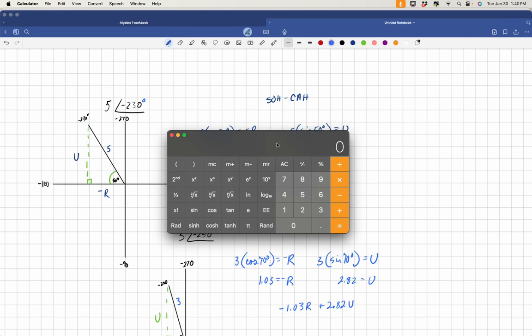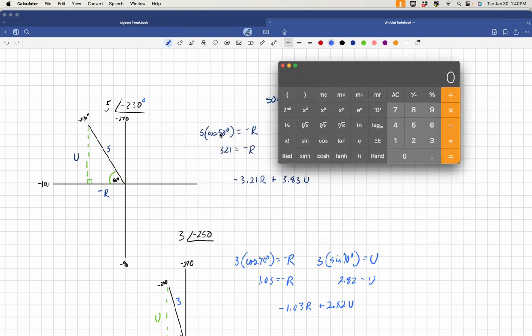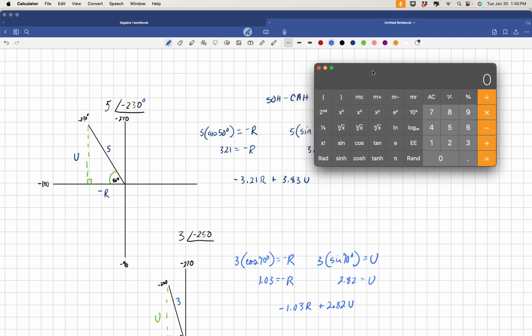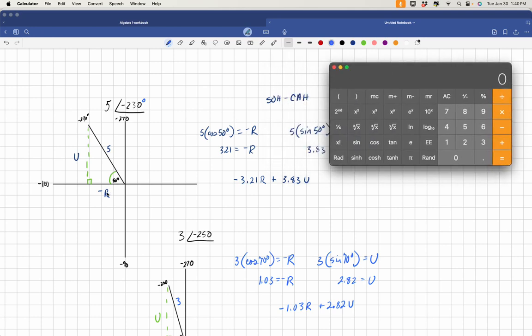Let me get my calculator up. So we use cosine for the adjacent angle because it is CA, adjacent. So that would be the negative R. And then the opposite, sine, would be for the U because that's the opposite there. So if we do 50 cosine times 5, we get 3.21. We round to 2 decimal places unless other directions are given. So 3.21, that becomes your negative R value, which is negative 3.21 R, because we transfer the negative to the value of the number every time.